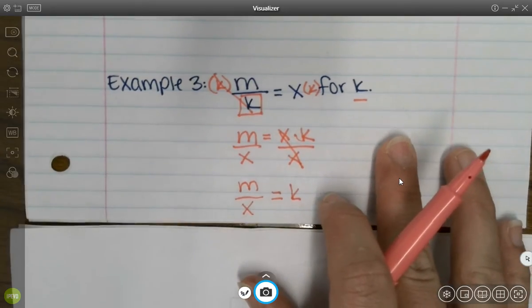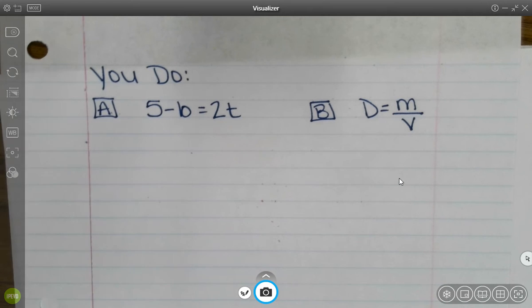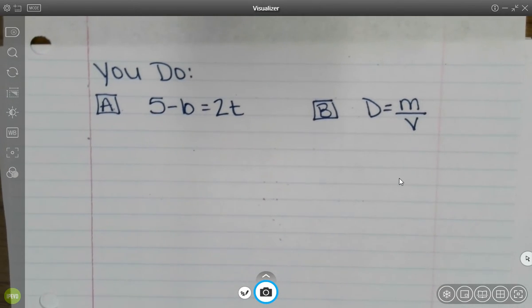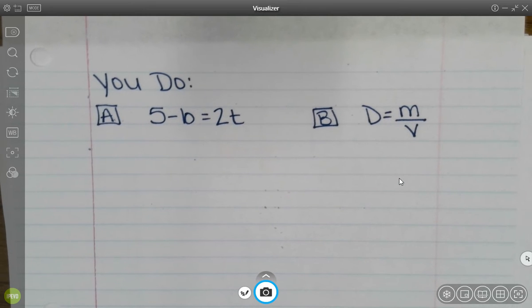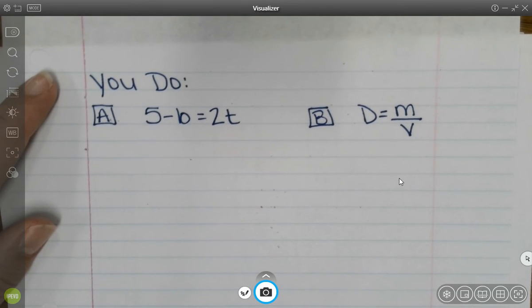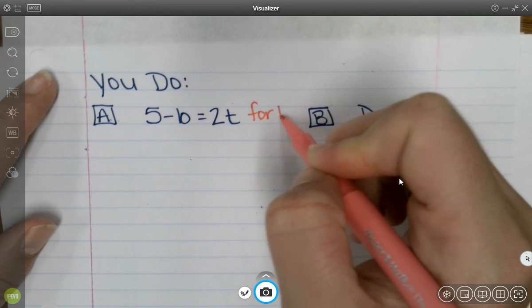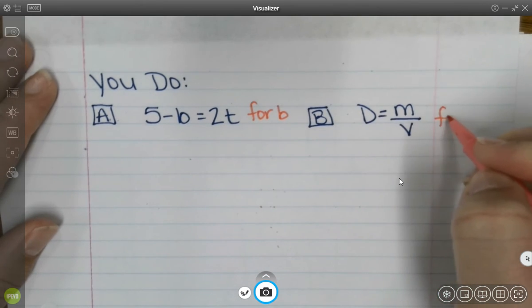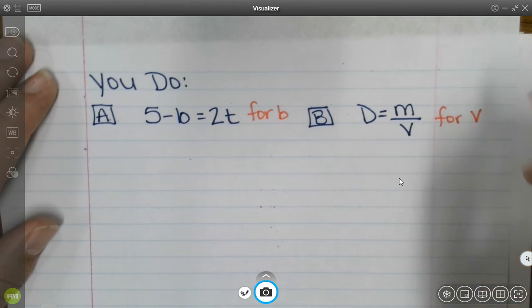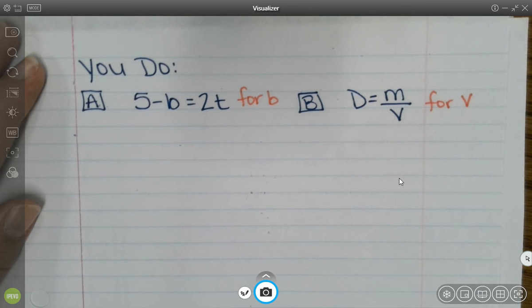All right. So if you'd like to try 2 questions on your own to see if you understand this concept, go ahead and write it and pause the video. And when you unpause, I will be showing you the correct answers. Oops, sorry. In this one, you're going to solve for B. In this one, we're going to solve for V. My apologies on that. So now you can solve and pause the video.